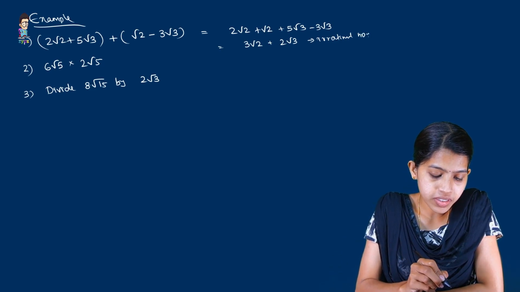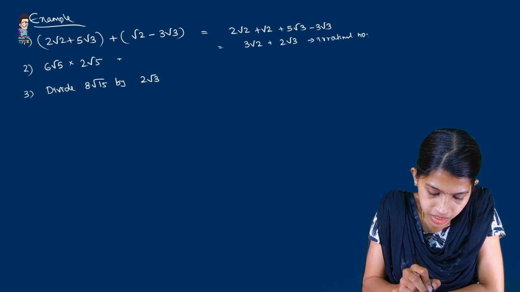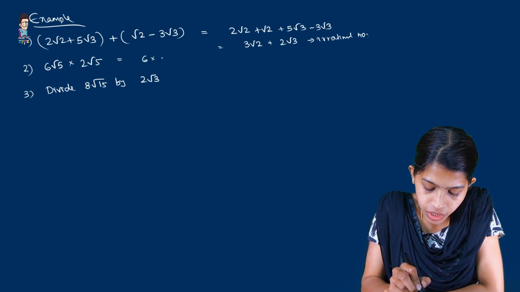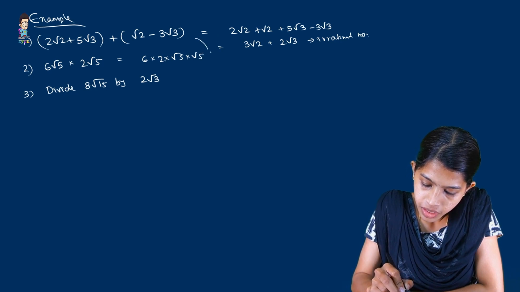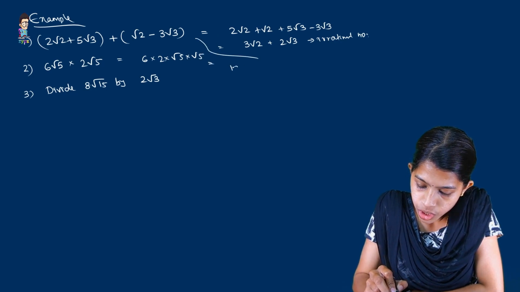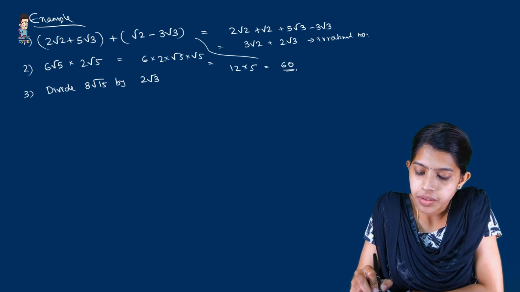And consider the next question, that is 6 root 5 into 2 root 5. And this can be written as 6 into 2 into root 5 into root 5. That is, this is equal to 12 into 5, which is equal to 60.